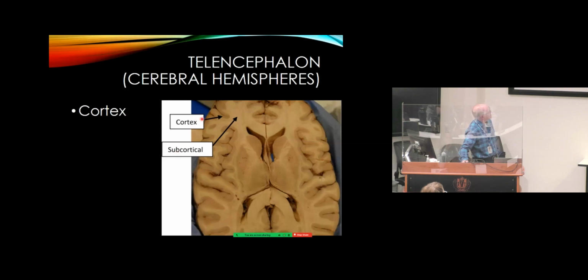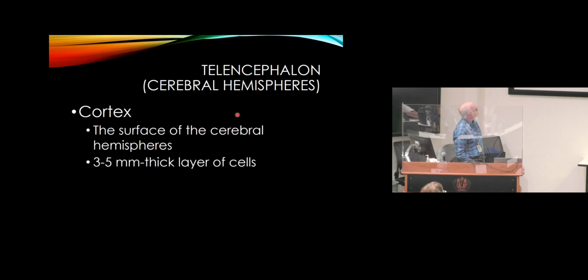Anything that is deep to the cerebral cortex, like right here, we call subcortical. We will use these terms frequently, just clinically. You will hear, well, is it a cortical problem or is it a subcortical problem? Because there are certain conditions that are classically cortical and other conditions that are classically subcortical. So you'll be familiar with that terminology.